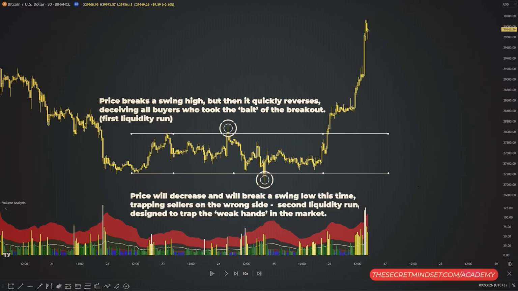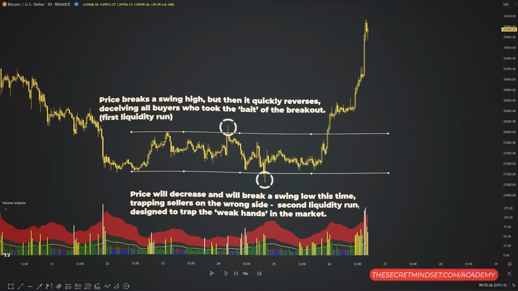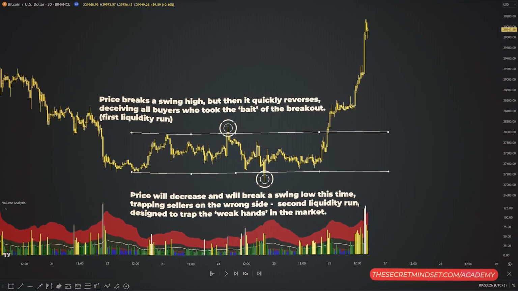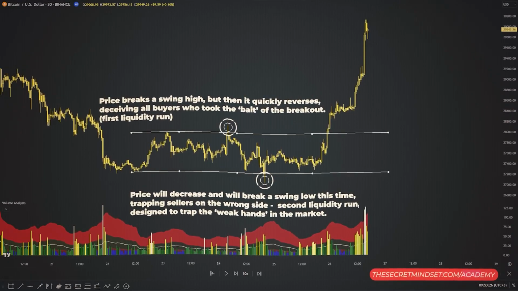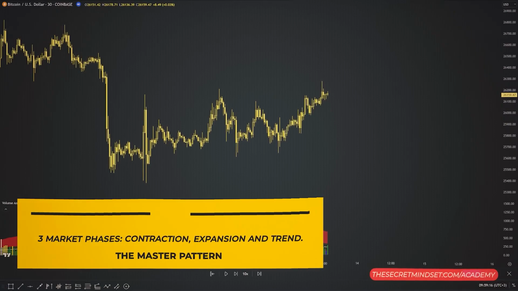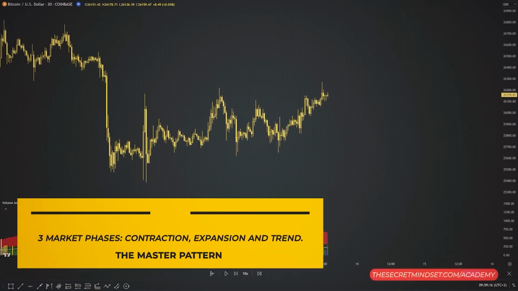The second part of the pattern consists in another trap. Price will decrease and will break a swing low this time, trapping sellers on the wrong side. This is the second liquidity run, designed to trap the weak hands in the market. It's very hard to make money as a retail trader if you don't know what you're doing. If you analyze this pattern, you'll observe it contains three market phases: contraction, expansion, and trend.